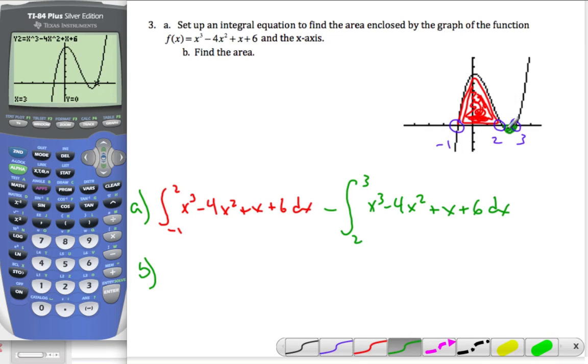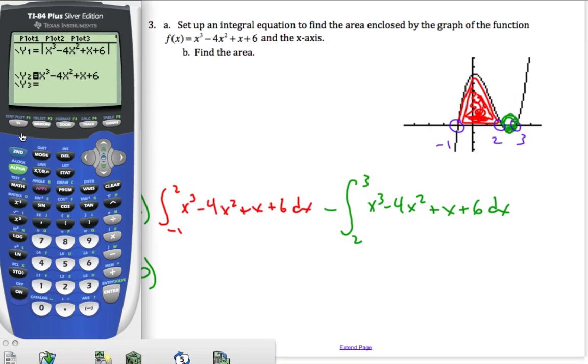Because I know it's also negative here, I'm going to tell my calculator about the absolute value of it. When I take the absolute value, it brings it to the top. I'm going to put this all in as y1. I'm going to go from -1 to 3. Even though this is my equation, I'm going to do the absolute value scenario.